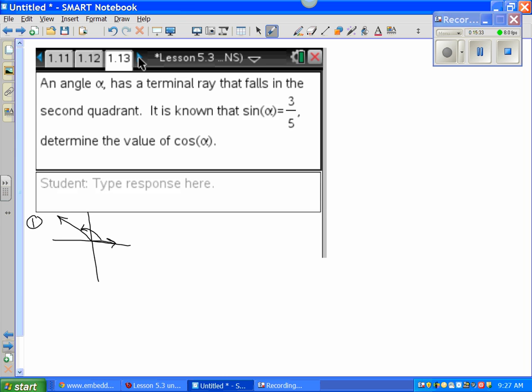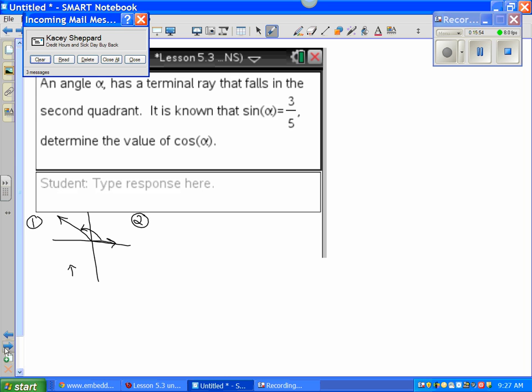Everybody should be putting this into your notebook. Stop staring at me like that. Okay? It's known that sine of alpha is 3/5. We want to know what cosine of alpha is. So here's our second step. We're going to build a triangle. Okay? This first step here helps us to determine where things are positive and negative. What do we know about that second quadrant? What's positive in the second quadrant? Sine is positive here, which means cosine is going to be what? Negative. Okay, second step, build the triangle.